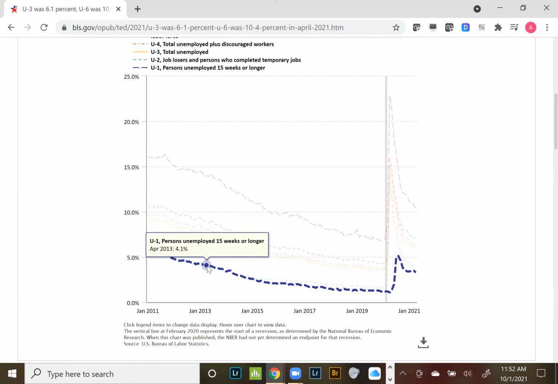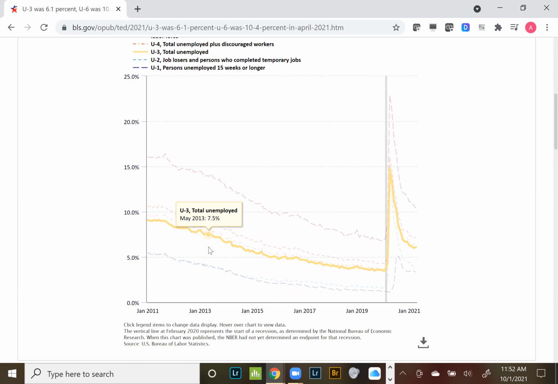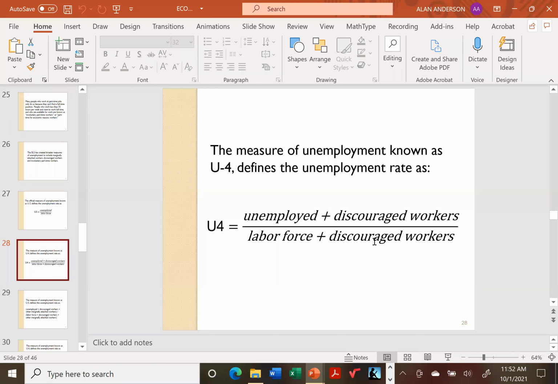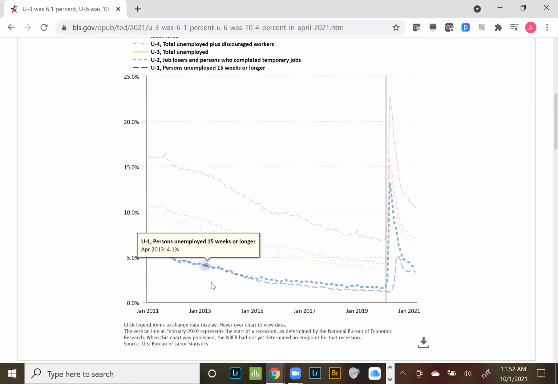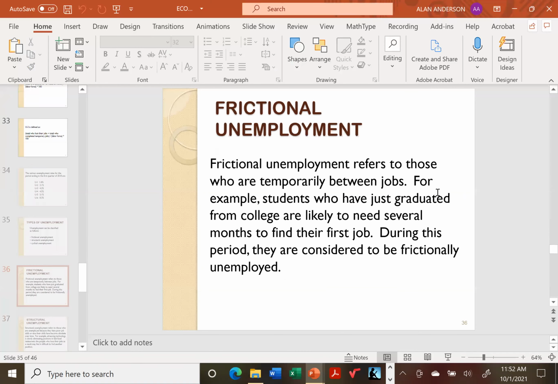So U1 is the most narrow definition of unemployed. Let me look, I have it in here somewhere. Here it is. In order to be counted as unemployed, you have to be unemployed for 15 weeks or more. And we divide that by the labor force. This includes nobody else, so it's a very narrow definition. And because of that, it's very low. Let's go to the other extreme, U6.